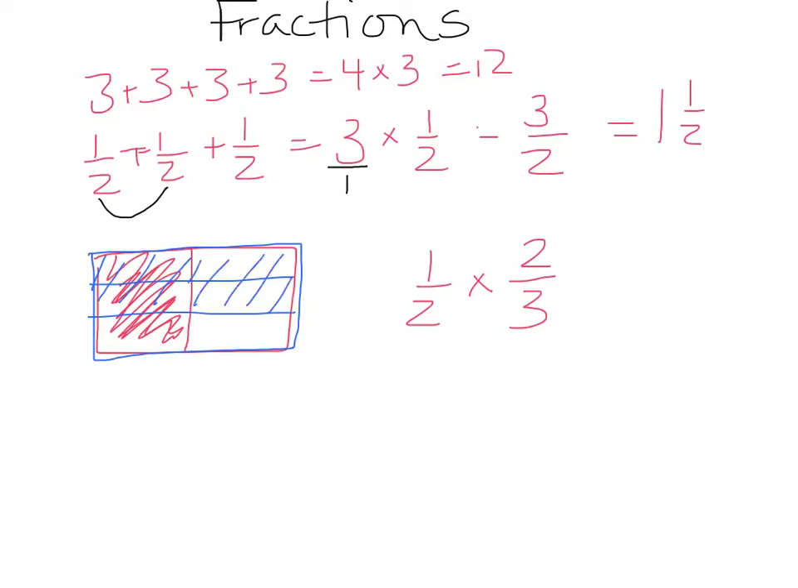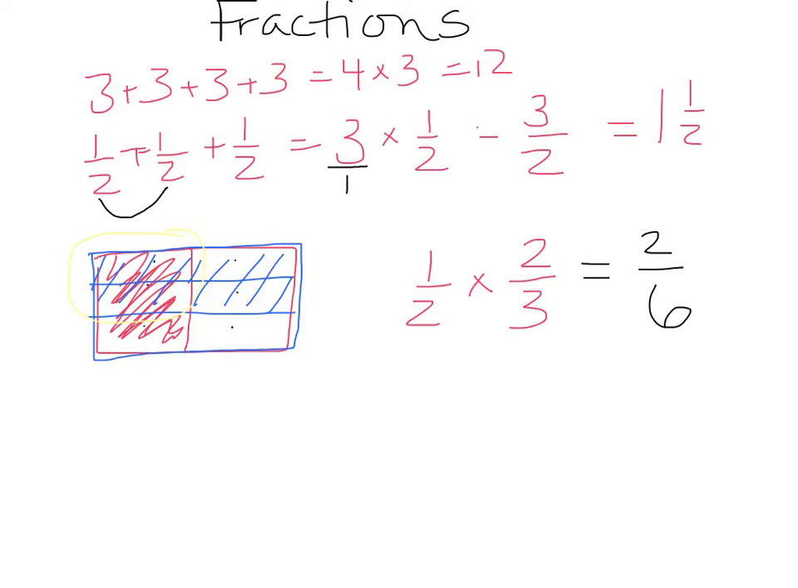And now I just need to look and decide how many of the squares of the full rectangle have 2 colors. How many are overlapping? Well, there's 2 sections that have both blue and red. And how many pieces are there in total now? Well, it's been cut into 6 slices, and it's 6. Can you begin to see the pattern of what our rule is for multiplying fractions? We'll try one more.